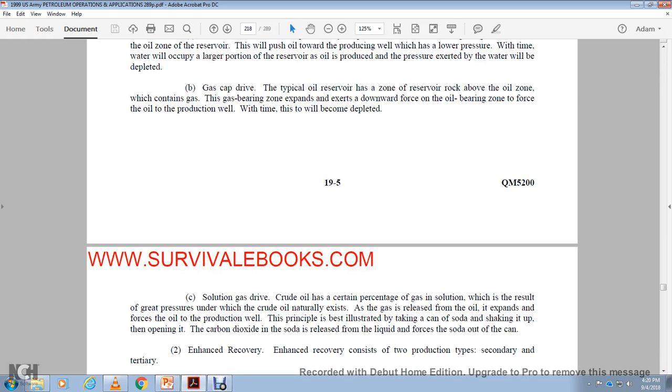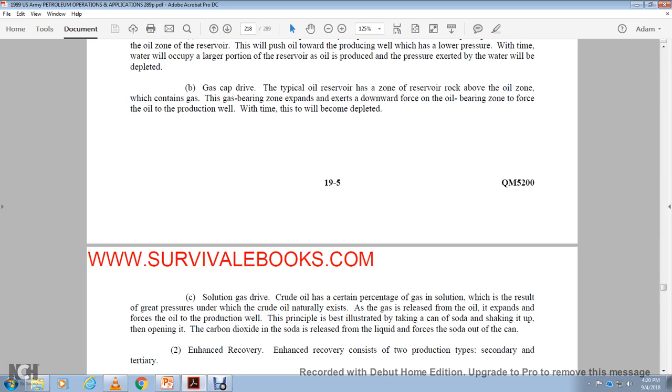All right, solution gas drive. The crude oil contains a certain percentage of dissolved gas, which is the result of the greater pressure. As the pressure is released, the gas naturally comes out of the oil and expands, forcing the oil out. The principle is best illustrated by taking a soda can, shaking it, then opening it. The carbon dioxide of the soda is released from the liquid and forces the soda out of the can.